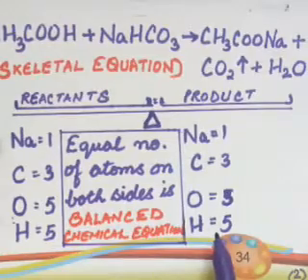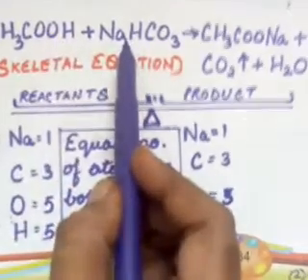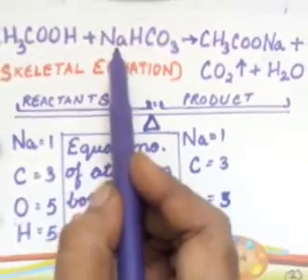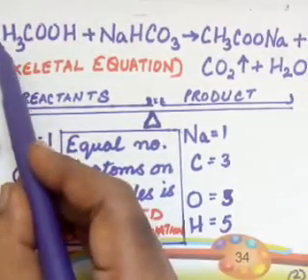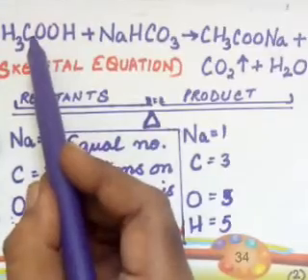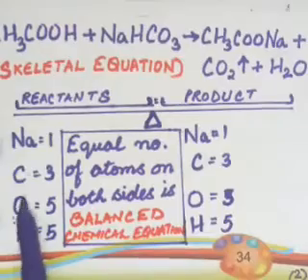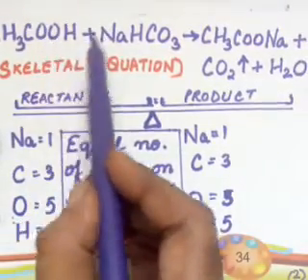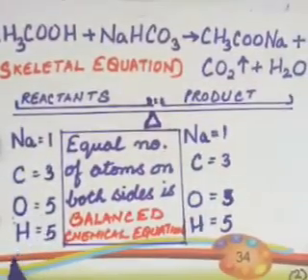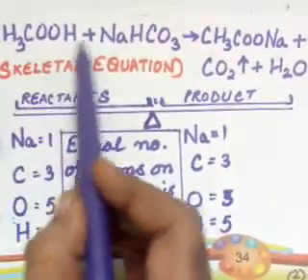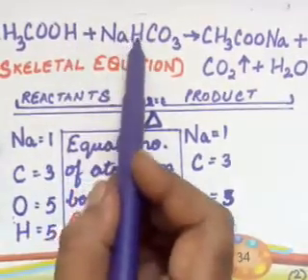Let us see the number of atoms. Sodium: only one atom of sodium is there. Carbon: one atom here, two here, and one atom here, three, so three carbon atoms. Oxygen: two in acetic acid and three in sodium bicarbonate, so five. Then hydrogen: three in acetic acid, one more here, four, and then here five.